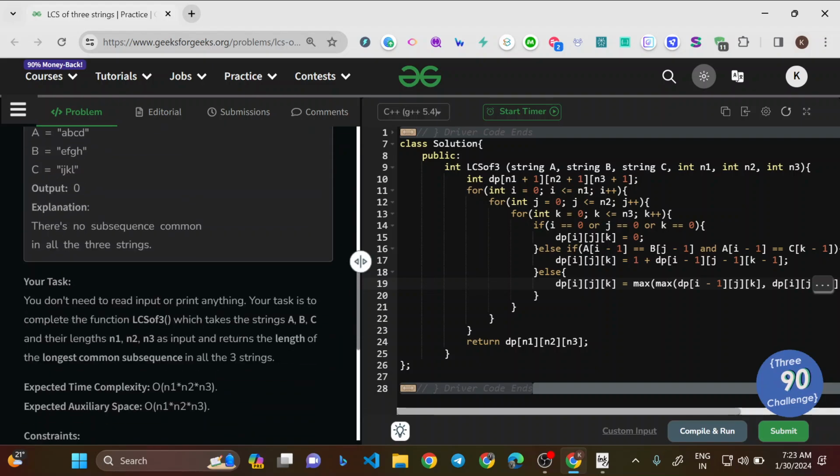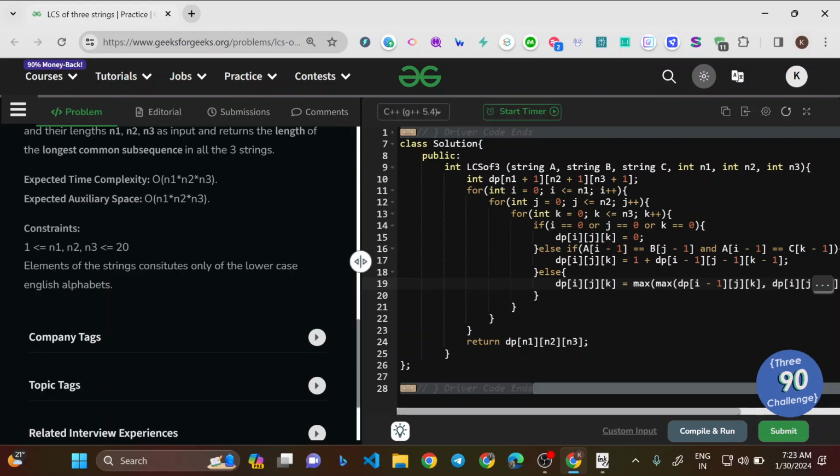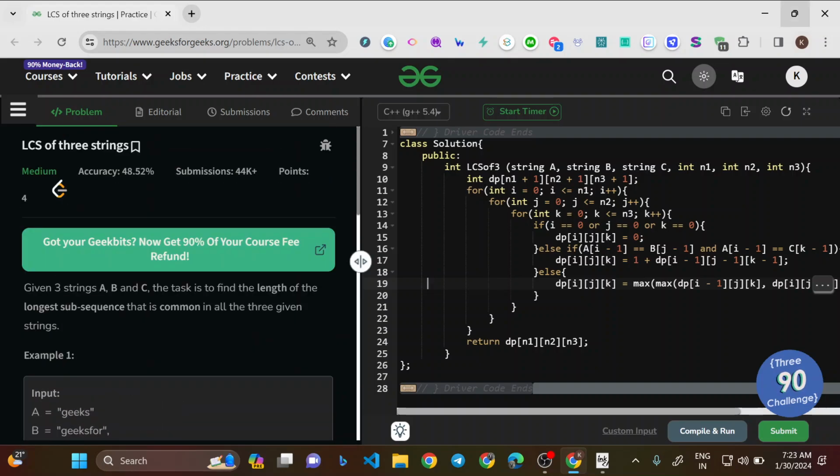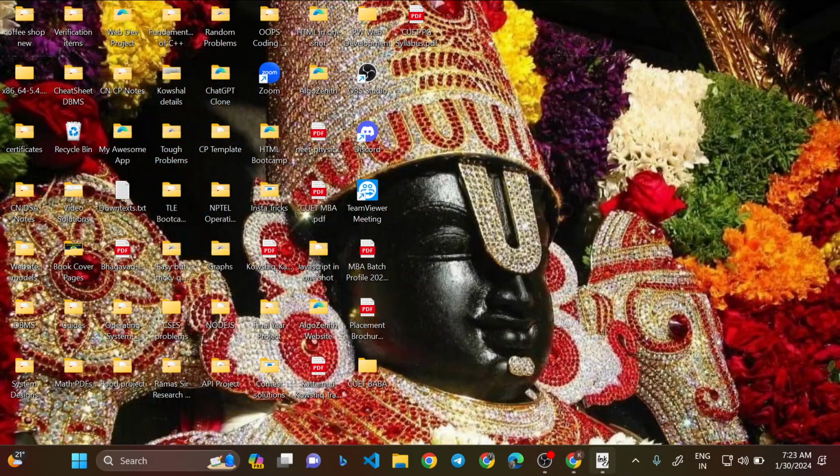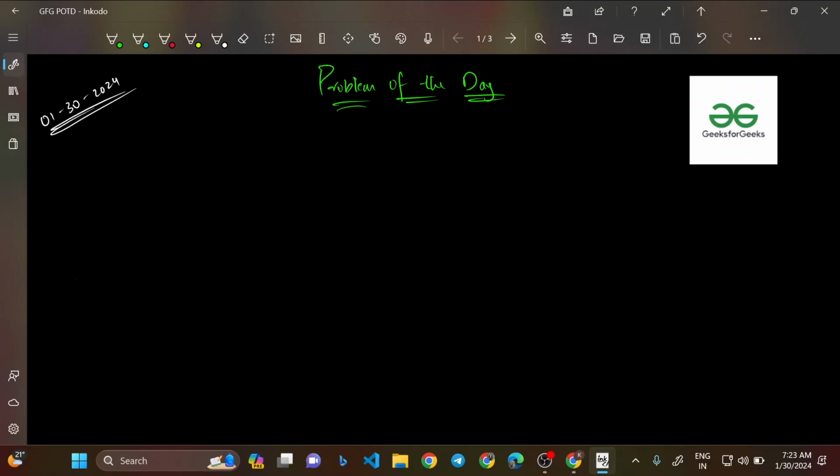So these are a few of the examples given, and the expected time complexity is O of n1 into n2 into n3, and space is n1 into n2 into n3. This is what we'll be doing here as well. So it's just 2 minutes of explanation, not more than that, that's for sure. So what we were doing in LCS, what is the brute force thing that we are doing.